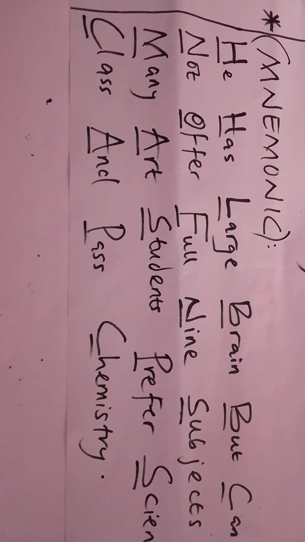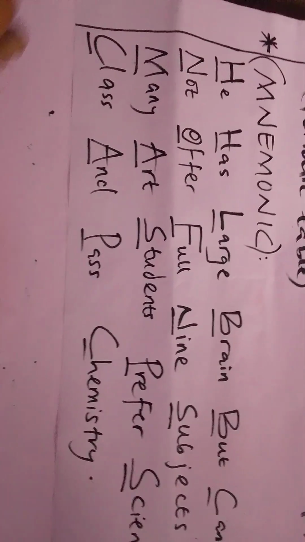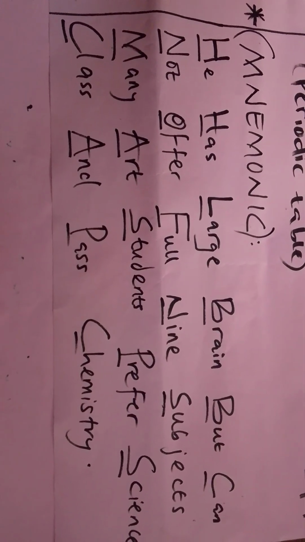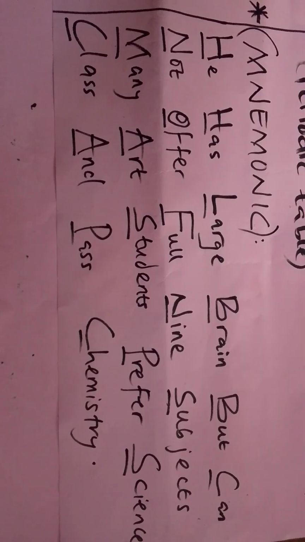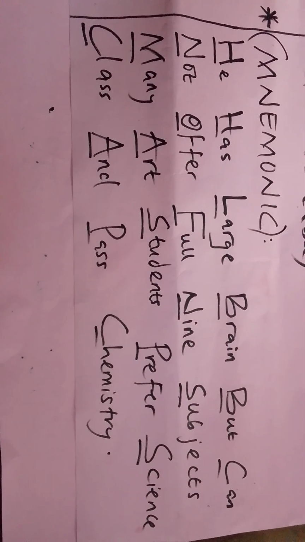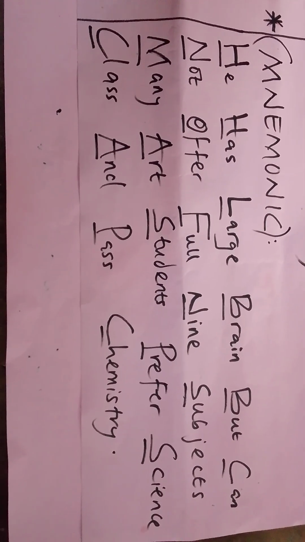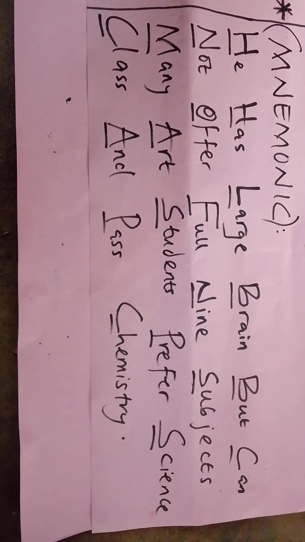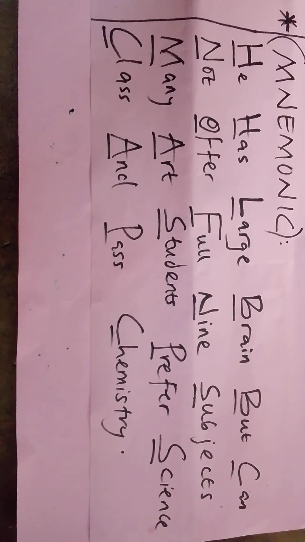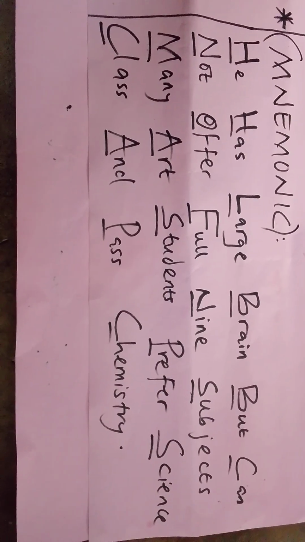And this mnemonic is for you to remember what the elements are. In this mnemonic, we are going to use the first letter of each word here. This is the sentence, a simple sentence that makes complete sense. He has large brain, but cannot offer full 9 subjects. Many art students prefer science class and pass chemistry. Look at the sentence. He has large brain. Due to the large brain that he has, but cannot offer full 9 subjects.